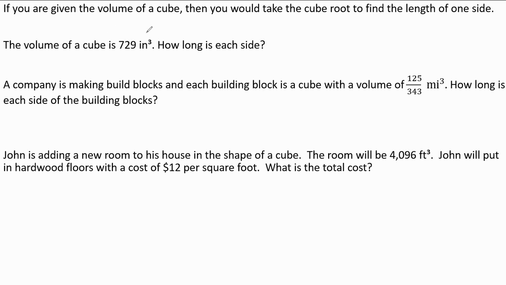If you are given the volume of a cube, where all the sides on a box are the same, then you take the cube root to find the length of one side. So the first one is: the volume of a cube is 729 cubic inches. How long is each side?